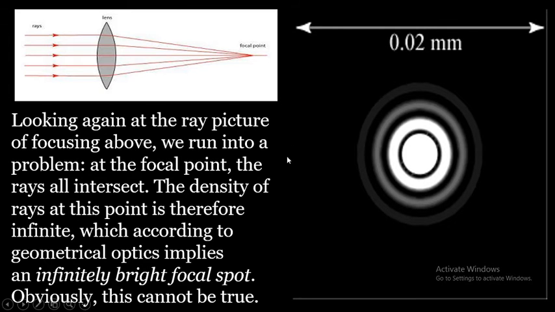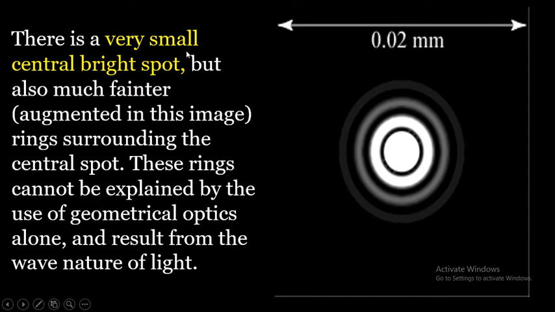In fact, if you now use a powerful microscope, this is actually what you are seeing. You have there a radial pattern of light. As you can see, the centermost part is the brightest, and as you go outward, it becomes dimmer. There is a very small central bright spot, but also much fainter rings surrounding the central spot, fainter as the rings go outward. These rings cannot be explained by geometrical optics alone, and result from the wave nature of light. So this can only be explained by the wave nature of light, not by geometric optics.